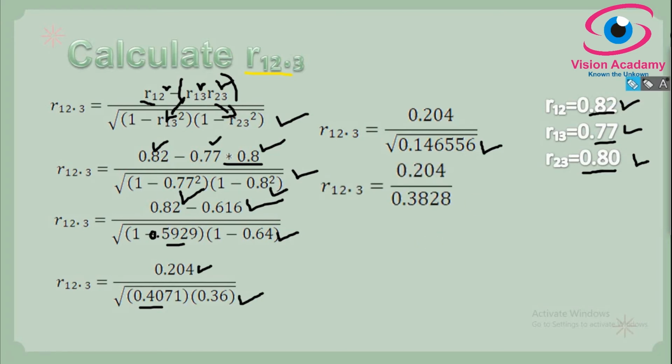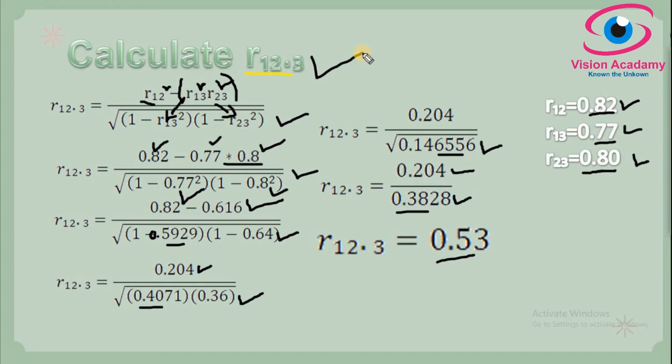When we take the root of 0.146556, we got 0.3828. So in the next step we will get the final output. So that is R12.3, which will be 0.53. We have divided 0.204 by 0.3828. So we have found the first combination from the given zero order correlation values.